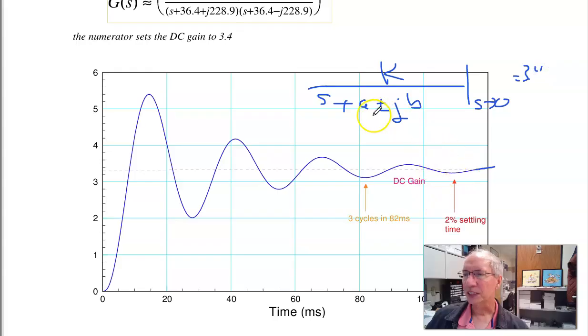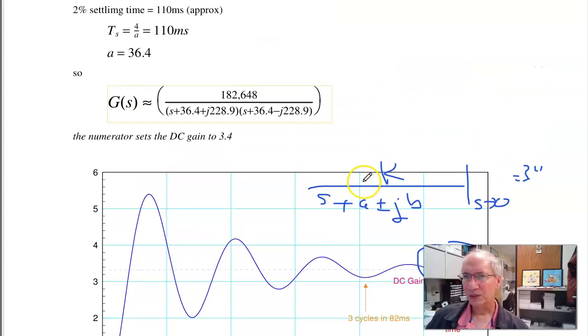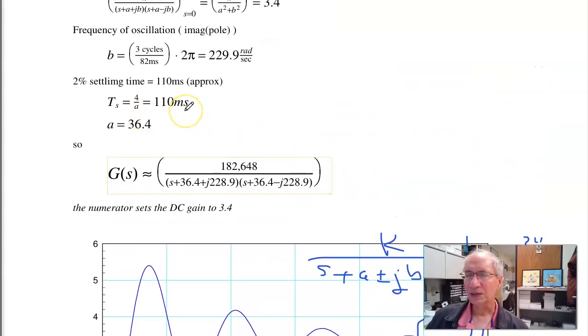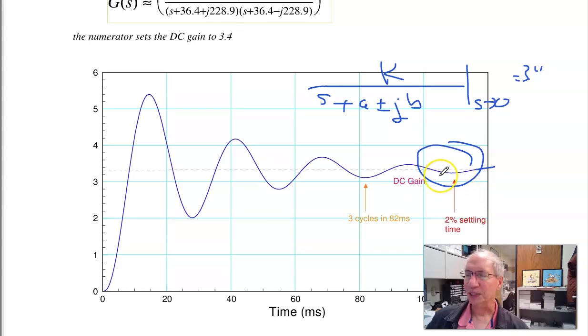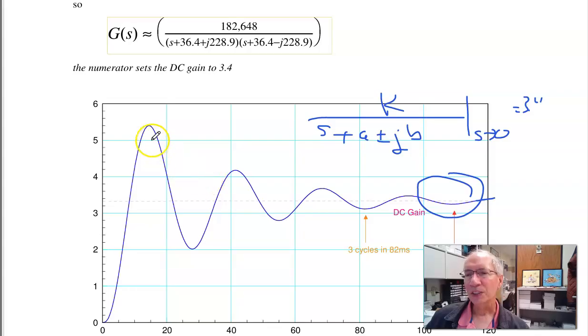Second one is the settling time. That tells you A. The settling time is ballpark right around here, about 110 milliseconds. That tells you A is 36.4. Again, you're not going to get that to 7 decimal places. Ballpark, 110 milliseconds. Then the frequency of oscillation.